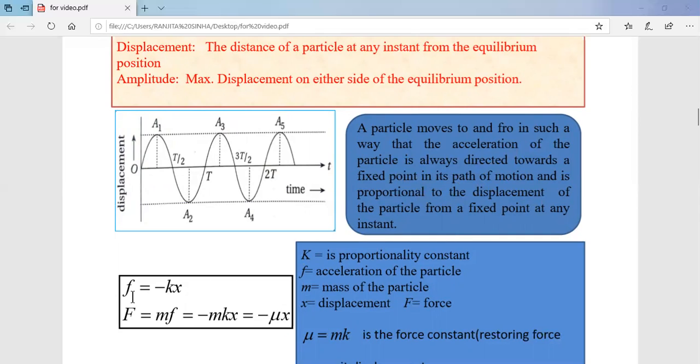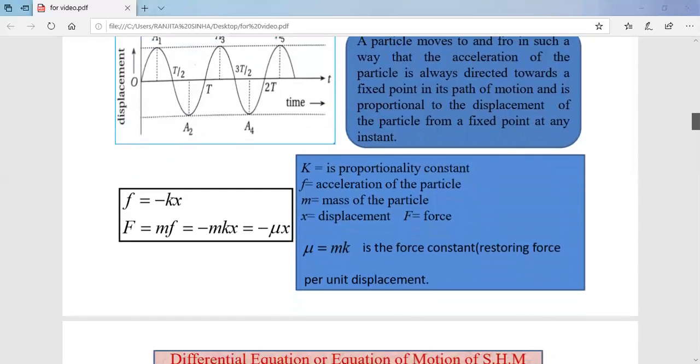So acceleration equal to minus kx, and we know force equal to m f. In place of small f, that is acceleration, we put minus kx, and ultimately we get minus mu into x. And mu here, what is this? Mu equal to mk. This is the force constant. K is the proportionality constant, small f is the acceleration of the particle, small m is the mass of the particle, x is the displacement, and capital F is the force. Now mu, the force constant, is the restoring force per unit displacement.